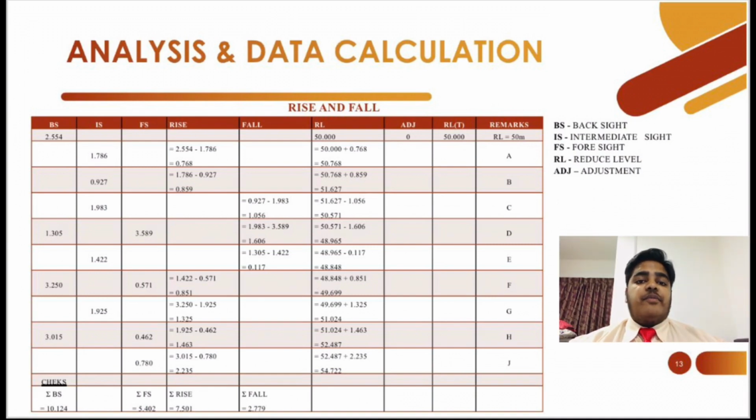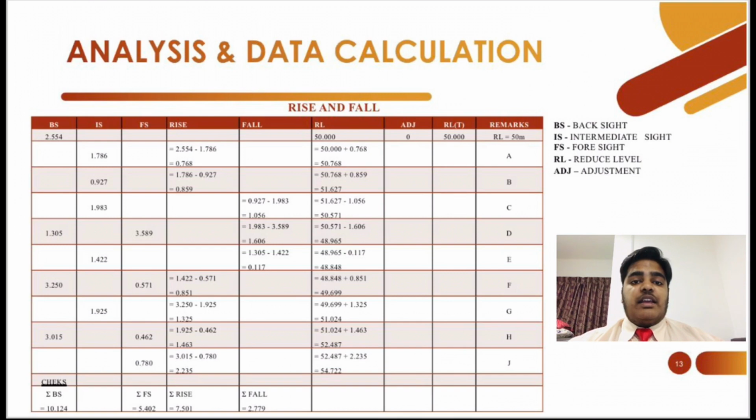The values that we get from the rise and fall will be used to calculate the RL. From the first RL, which is given in the diagram as 50, we add the values that we get from rise and fall step by step. If the value is from rise, we add it to the RL. If the value is from fall, we subtract it from the RL. After calculating everything, the final answer will be 54.722.